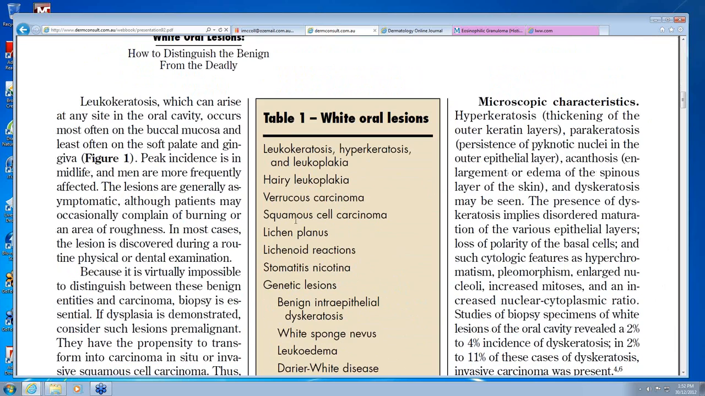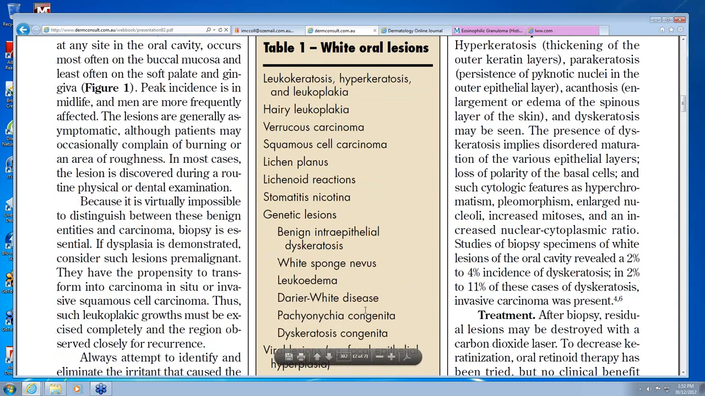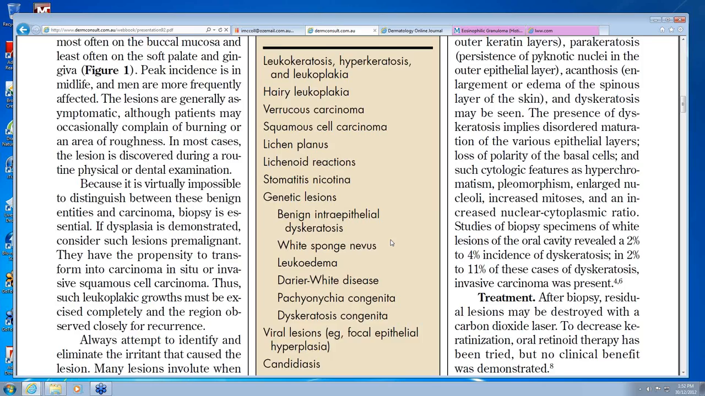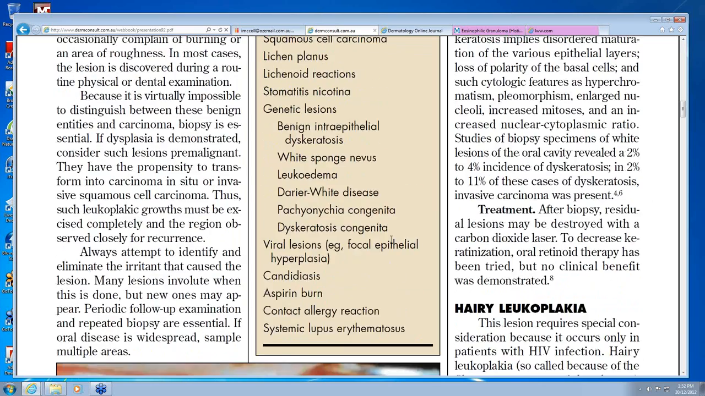Okay, that's his little table of white oral lesions. We'll come to some of these later on, but it's the genetic ones we're interested in just now: Darier's disease, pachyonychia congenita, dyskeratosis congenita, white sponge nevus, benign intraepithelial dyskeratosis. So let's look at them.